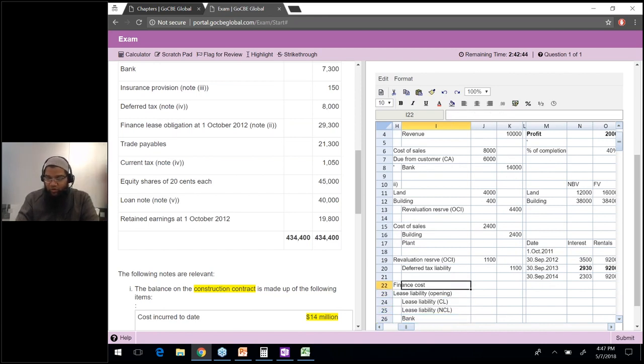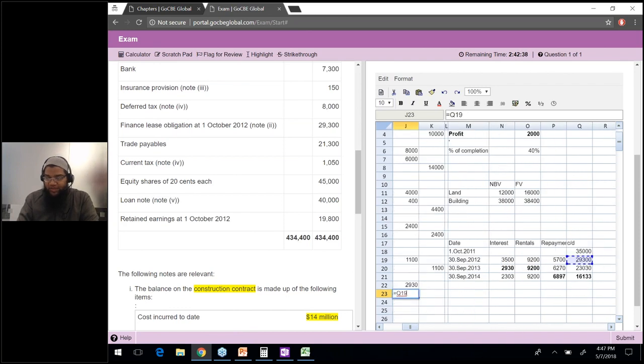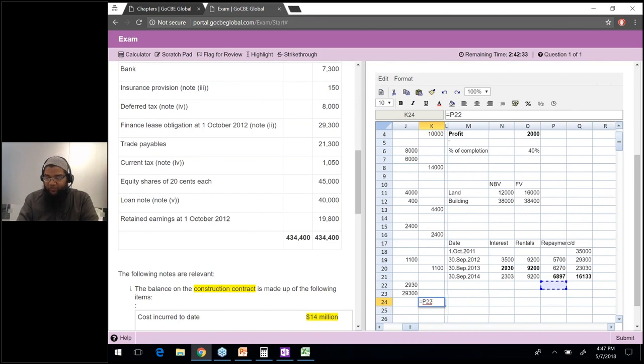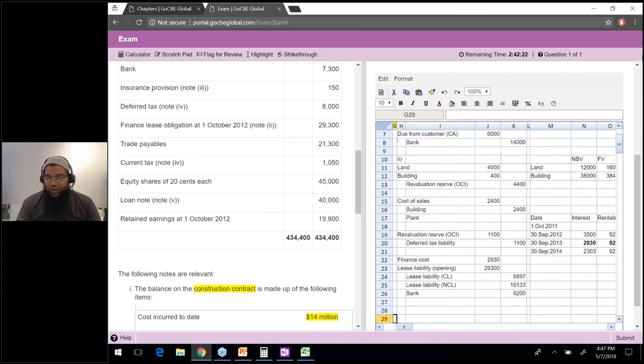So my entry is going to be finance cost debit by 2930. Opening liability given by the question was 29,300. We are debiting it, eliminating it. The current liability for us is 6897. The non-current liability for us is 16133, and the rentals that we have paid is 9200. So this is how we can apply the entire accounting of the lease in one double entry. You do not need to make multiple entries.